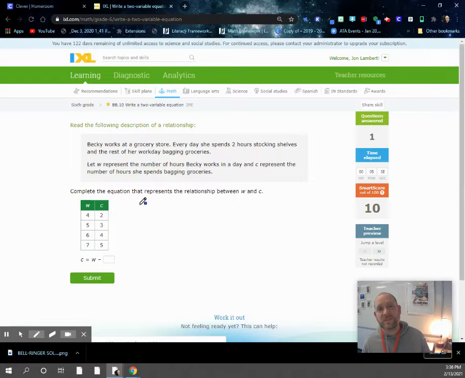We can use both of those things in order to help us figure out what we need to do in creating a function rule. So each of these is going to be set up as a story problem. So let's go ahead and read through that, and then we'll check out our function table.